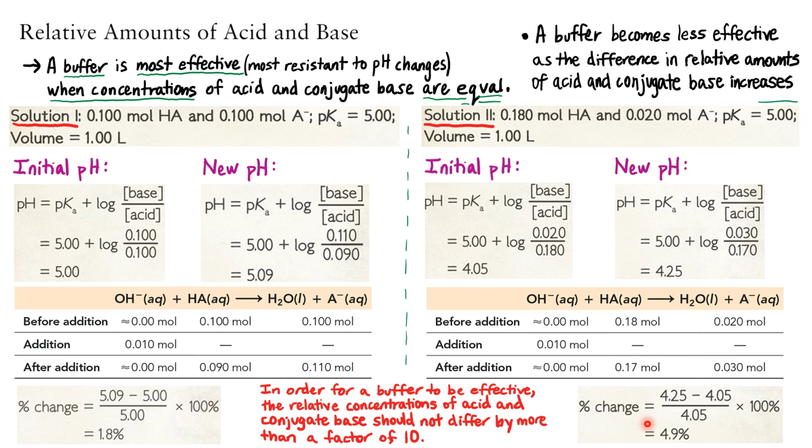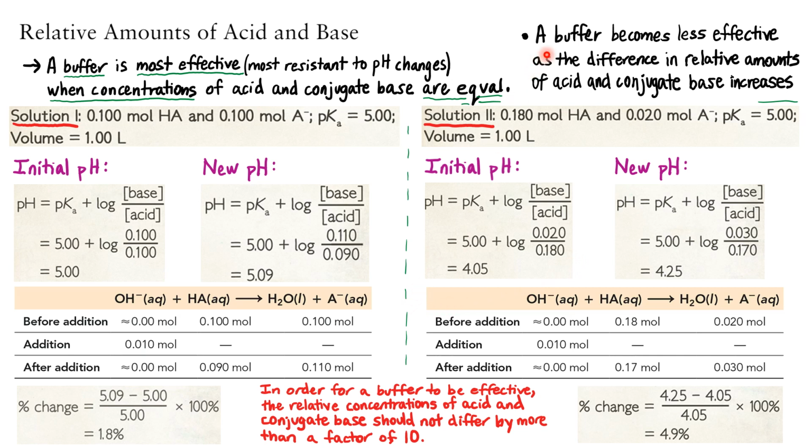You want to resist change to your pH, right? That's the whole point of a buffer. So we realized that there's less of a percent change when the ratio of acid and conjugate base is 1-to-1. And it's not as great when it's not 1-to-1. And we've mathematically shown that.